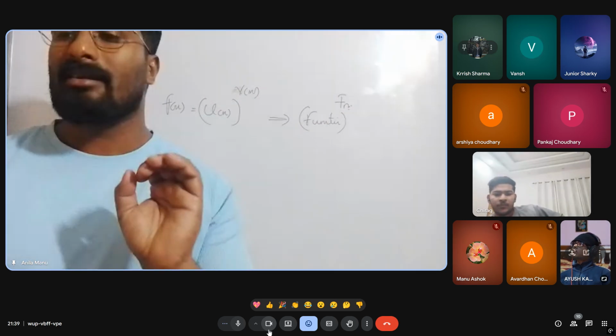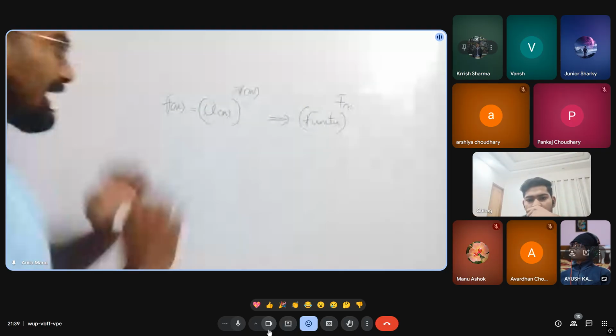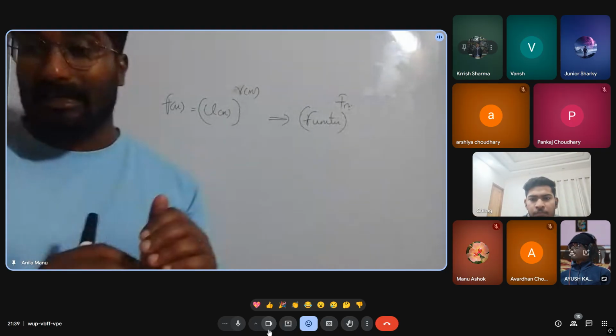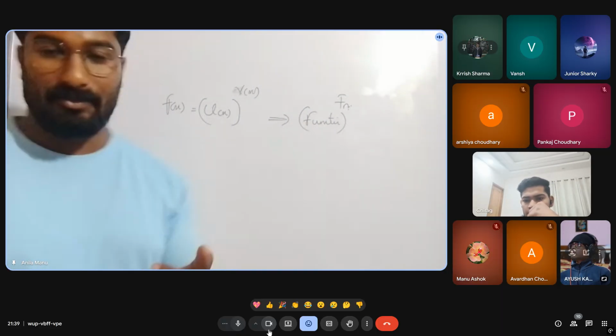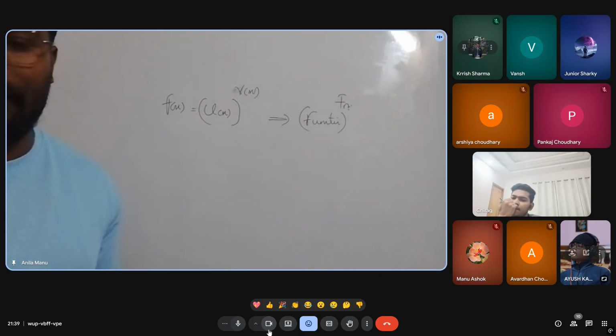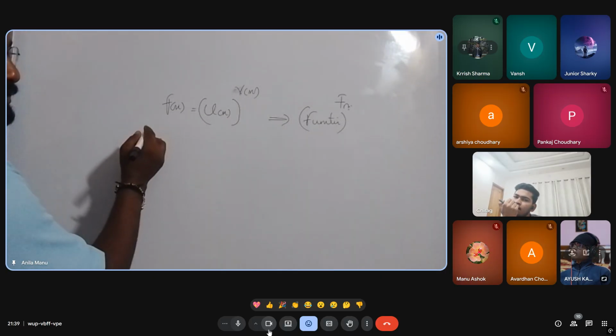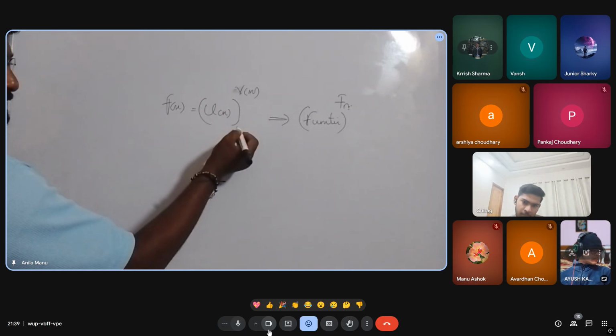If you understand the given function is of the form function raised to function, directly what you have to do, you don't take the derivative on both sides. First you have to take logarithm on both sides. In the last class we studied the properties of logarithm, right? So when you take logarithm on both sides, do with me, all of you. Come on, follow. Take logarithm on both sides.